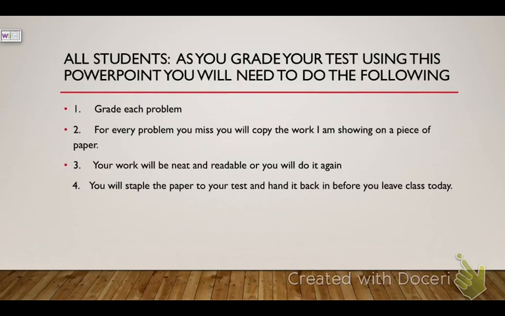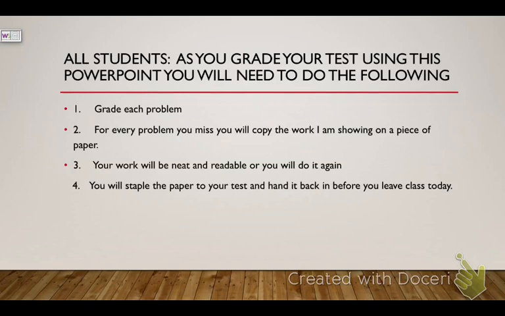I want you to read this with me. All students, as you grade your test using this PowerPoint, you will need to do the following. You're going to grade every problem. For every problem you miss, you will copy the work I'm showing on a piece of paper. Your work needs to be neat and readable, or you will sit and do it again. You will staple the paper to your test and hand it back before you leave class today.